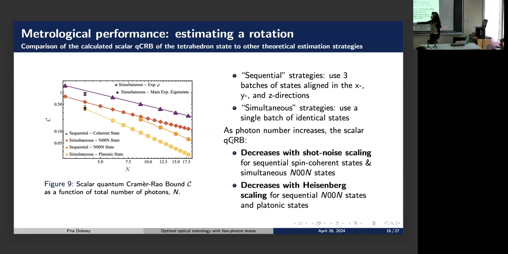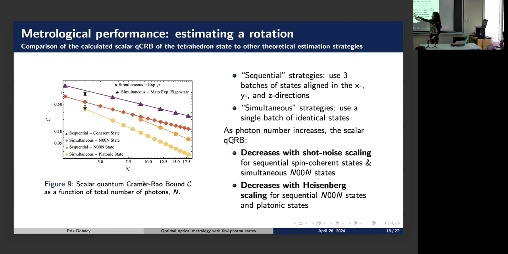But it's slightly above how the platonic states perform, so the tetrahedron state and other polyhedral states, because you have to do it three times. So there's a factor of 3 that you currently can't scale away there. We also compare them to what are known as spin coherent states, which is just all the photons polarized in a particular mode, and they perform quite a bit worse than the other two approaches.